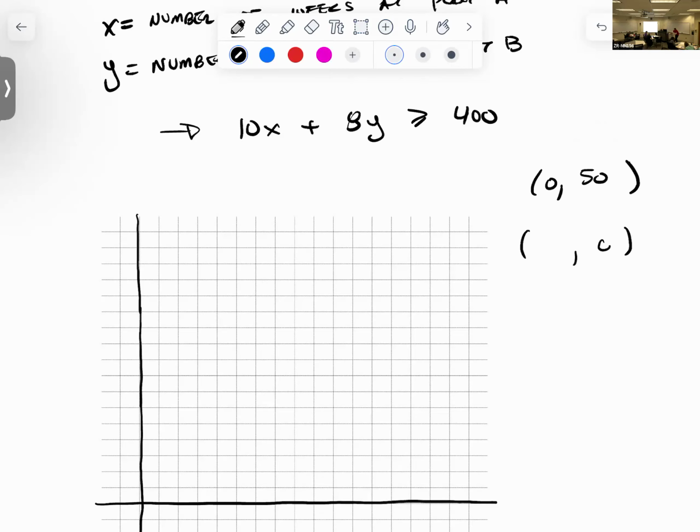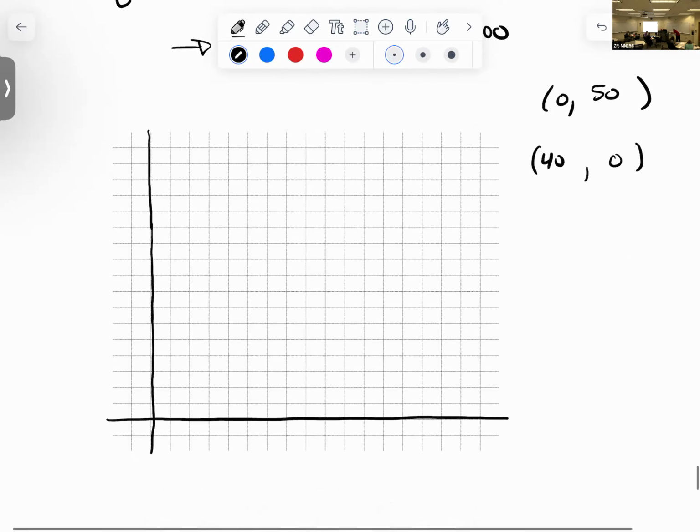For the x-intercept, it's 40. Does everyone see what we're doing with the cover-up method? I cover this one up and I have 8y equals 400 and I solve that. So 400 divided by 8, I get 50. And then 10x equals 400, divide that by 10, 40. You can graph these super, super fast. And 40 is there. Actually, it doesn't matter. 50 is there.